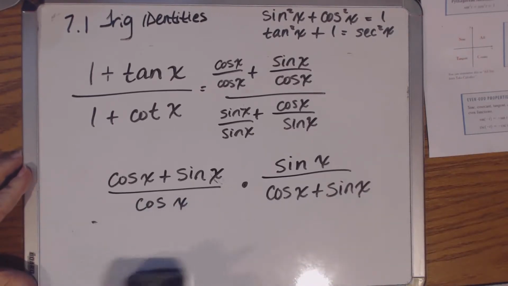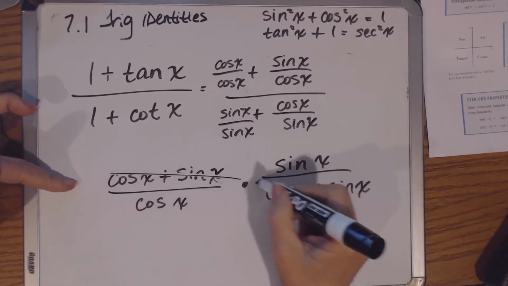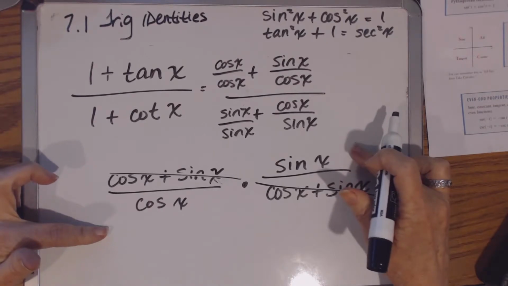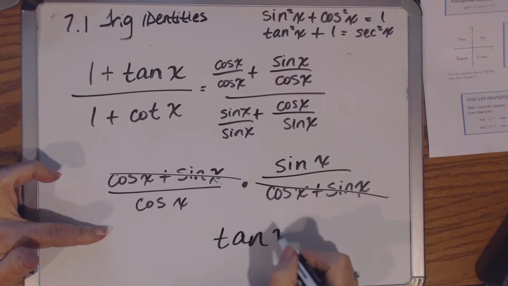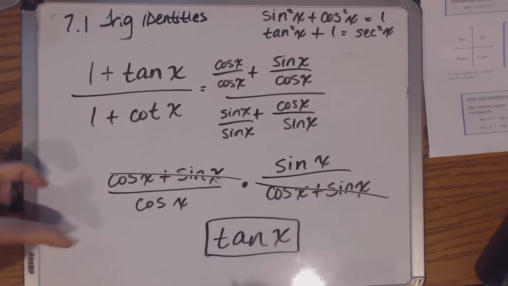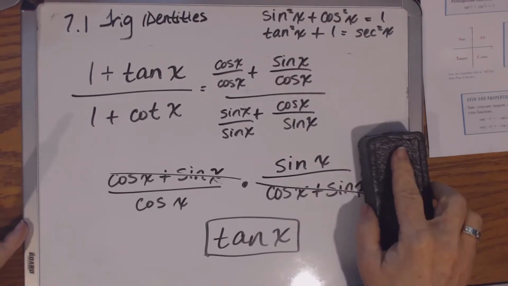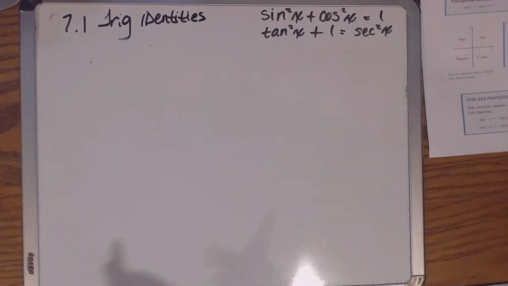Making this really clear what I'm doing. Well, now you can see that that cancels that, leaving me with sine of x over cosine of x. We know that identity. That is tan of x. Okay? All right. The only way you learn these is by seeing and working a lot of examples. They are definitely a challenge. Okay?